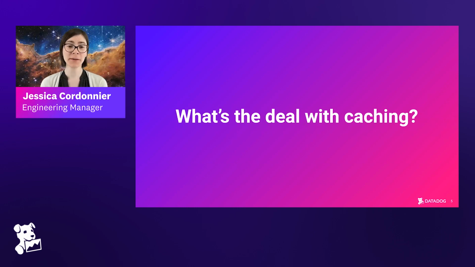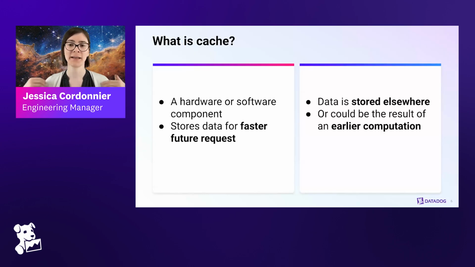Yeah, so going back to basics of what is a cache. Basically, it is a hardware or software component that is used to store data for faster future requests. One of the characteristics of a cache is that often the data can be stored elsewhere.